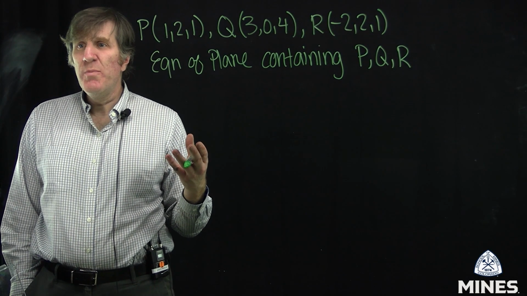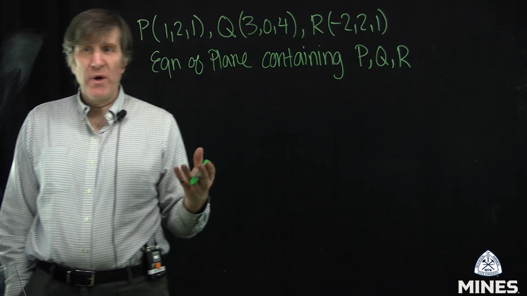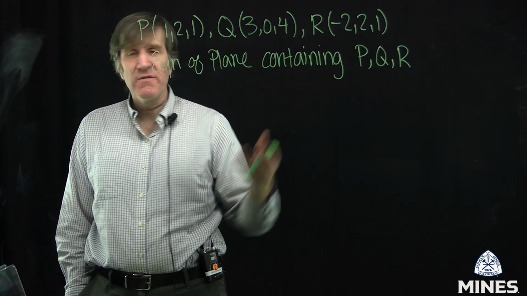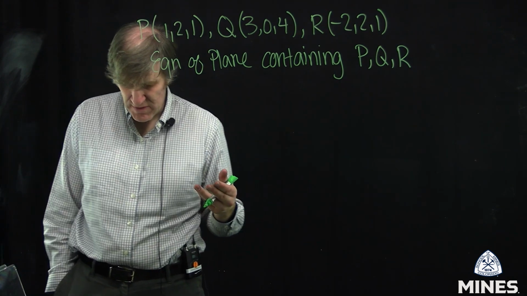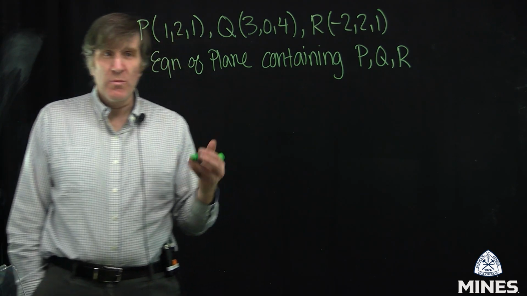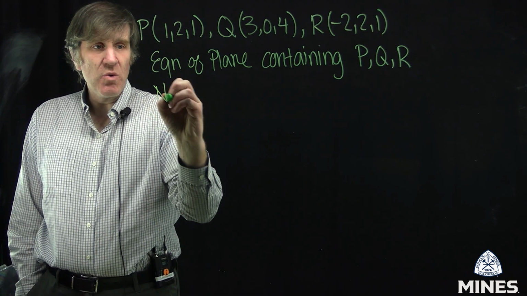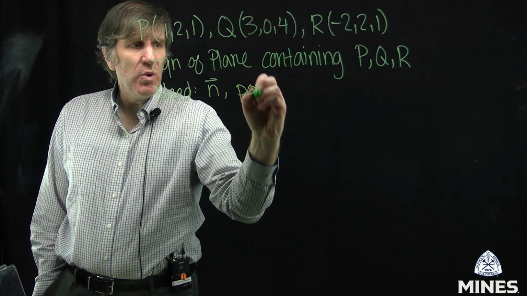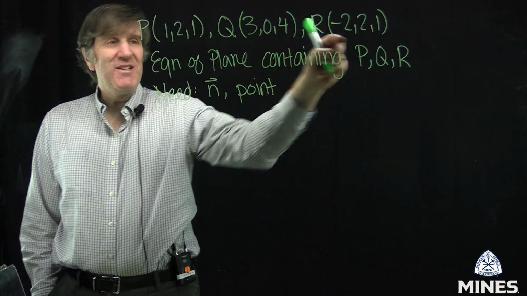Just as 2 points define a line, 3 points define a plane. We have 3 points here, and we'd like to find the equation of the plane containing these 3 points. In order to find an equation of a plane in general, we need a normal vector and a point. Well, we've got 3 points, so that's good news.